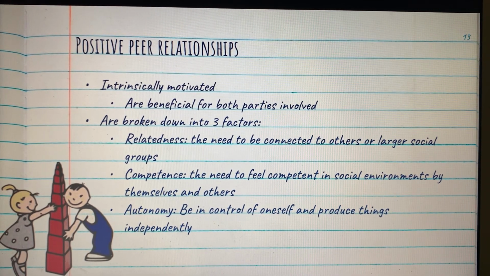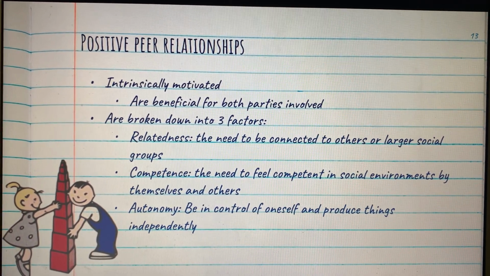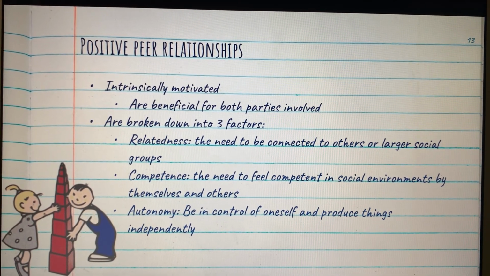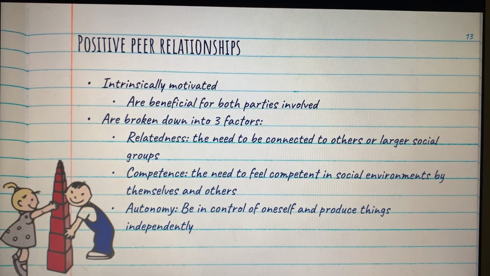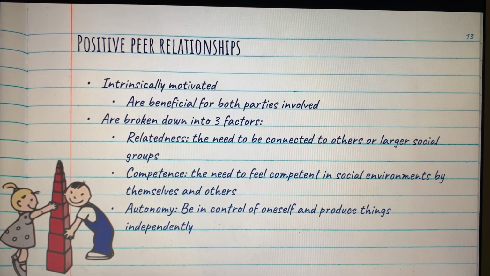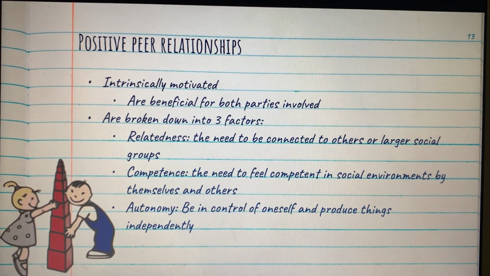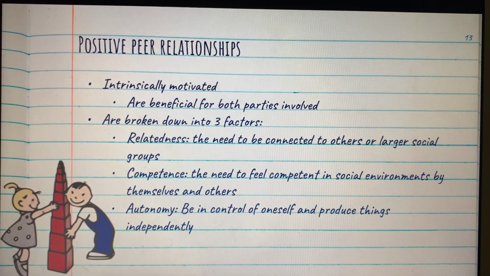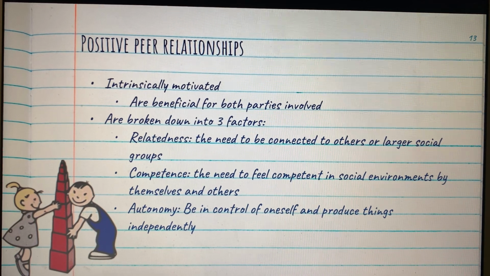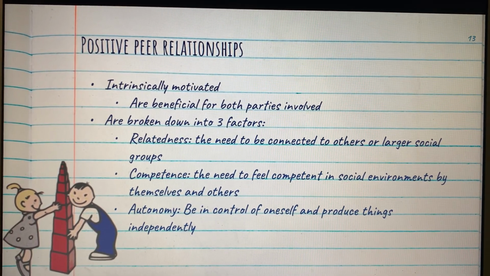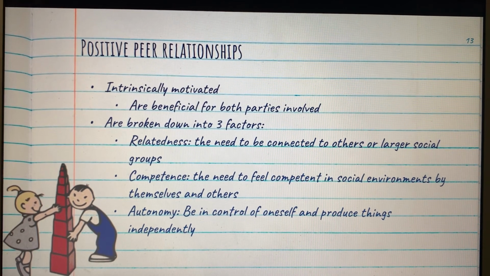And so looking at positive peer relations, you can break them down into three factors. There's relatedness, competence, and autonomy. Relatedness is the need to be connected to others or larger social groups. Competence is the need to feel competent in a social environment, by themselves and with others. And autonomy is the need to be in control of oneself and produce things independently.